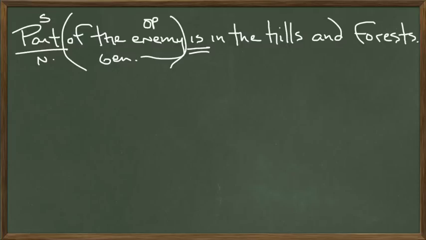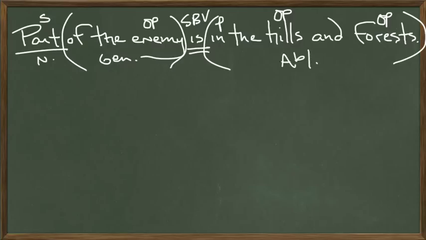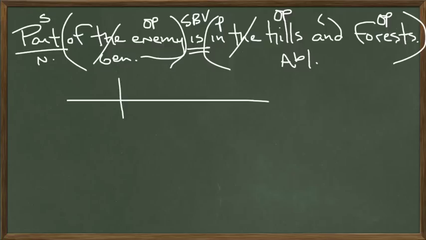Is the verb. It's a state of being verb because it's telling us that the enemy exists in this location or in these locations. In is a preposition. Hills, object of the preposition. Forest, object of the preposition. In, hills, and forest, object of the prepositional phrase, ablative case. And as a conjunction, the is an article adjective. We don't need those because Latin doesn't have them. However, we will use them when we diagram them. And let's do that now.